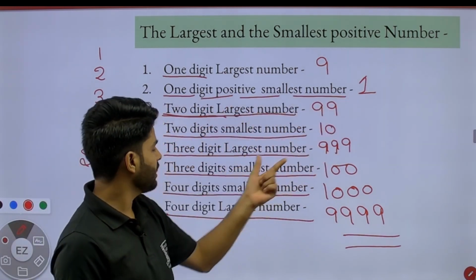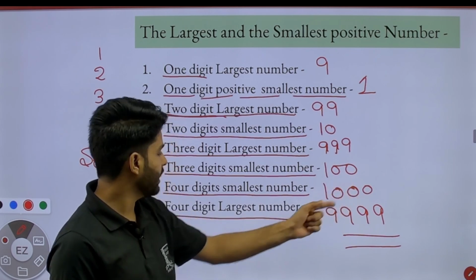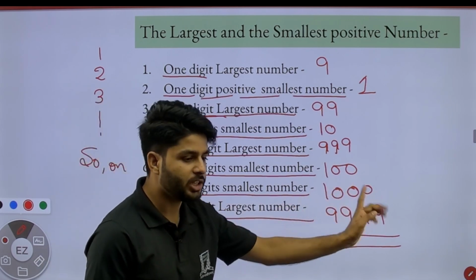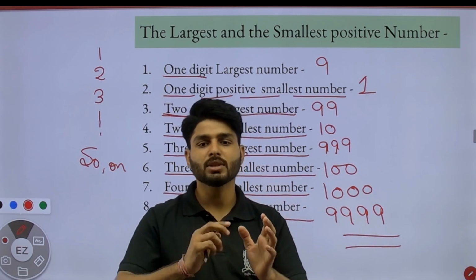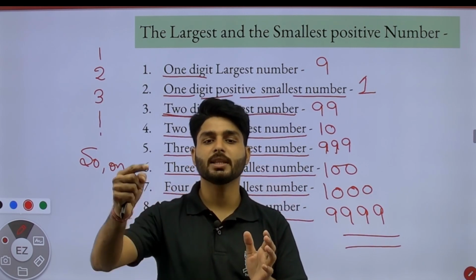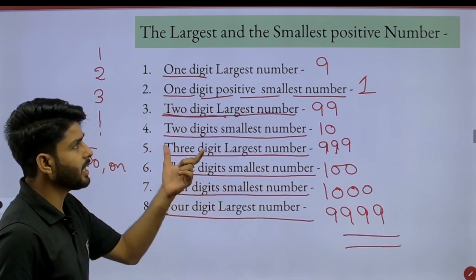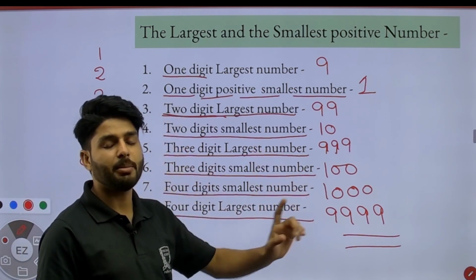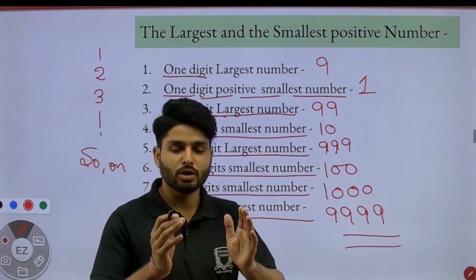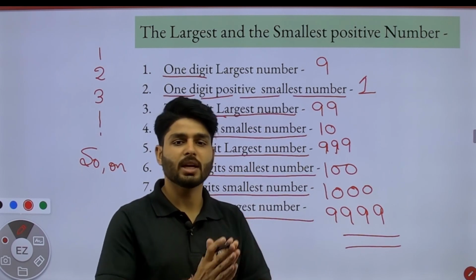Then we have 10, 3 digits में 1 और 2 0 है, 4 digit में 1 और 3 0 है. It means जब भी हम स्मॉलेस्ट की बात कर रहे हैं तो 1 फिक्स है, उसके साथ सिर्फ 0 बढ़ती जा रही है. This is the smallest and the largest positive numbers. Here we consider positive, हम नेगेटिव की बात नहीं कर रहे हैं. तो जब हम पॉजिटिव की बात करते हैं, that we start from 1.